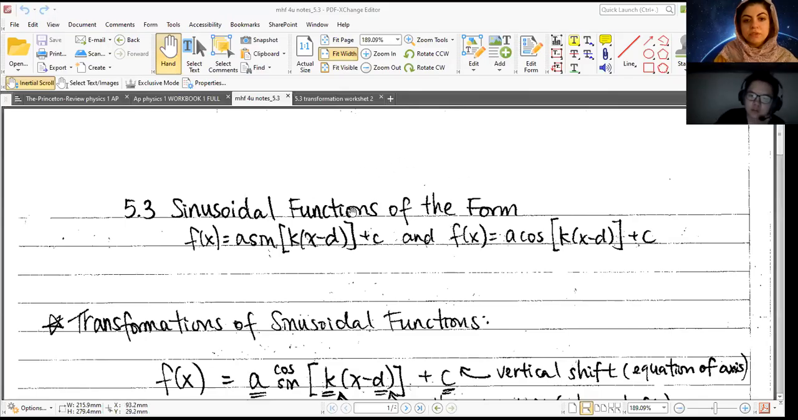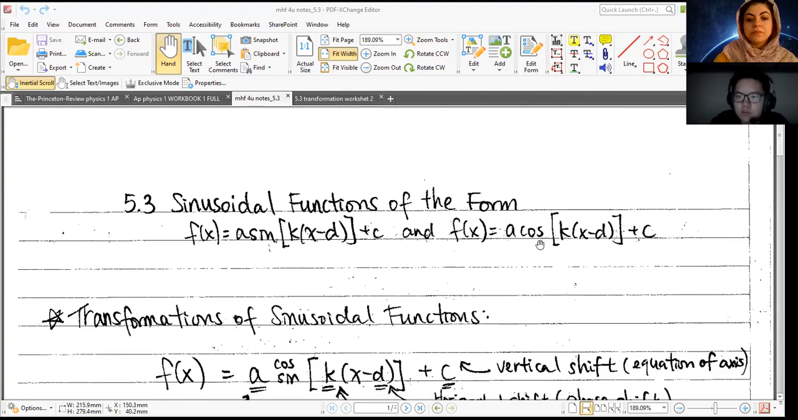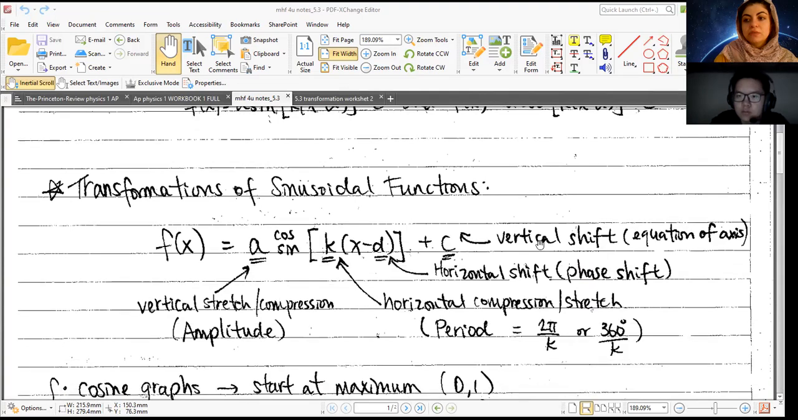So 5.3, sinusoidal functions of this form: f(x) = a sin(kx - d) + c, or f(x) = a cos(kx - d) + c. You have seen that this is the transformation we have done before. A is a vertical stretch or compression. K is a horizontal stretch or compression. D is a shift to the right or left. C is up and down. Here is for sine, and here is for cosine. Those are the transformations. Now here we want to see what they really mean.